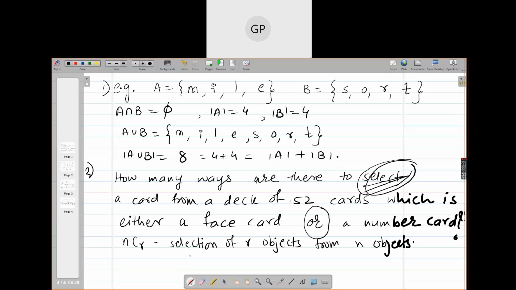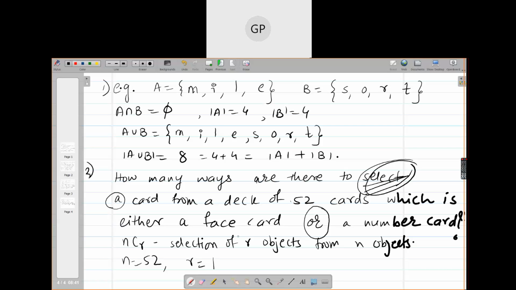और सिलेक्शन ऑफ एन ऑब्जेक्ट्स टेकन आर एट अ टाइम ऐसे भी कहा जाता है. सो यहाँ पे आपको कितने ऑब्जेक्ट सिलेक्ट करने हैं? हाउ मेनी कार्ड्स यू हैव? You have 52 cards, right? n is 52. And what is r here? How many cards do you want to select? Select a card. One. Means only one card you have to select, which is either a face card or a number card.